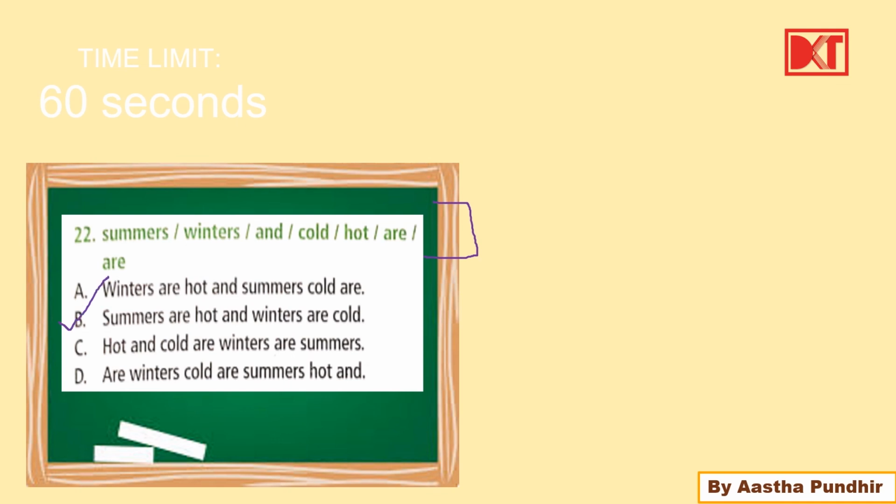That summers are hot. This is one clause, and using the conjunction winters are cold. Alright, we are joining two equally important sentences with the conjunction and. Alright, let's move on to the next one.